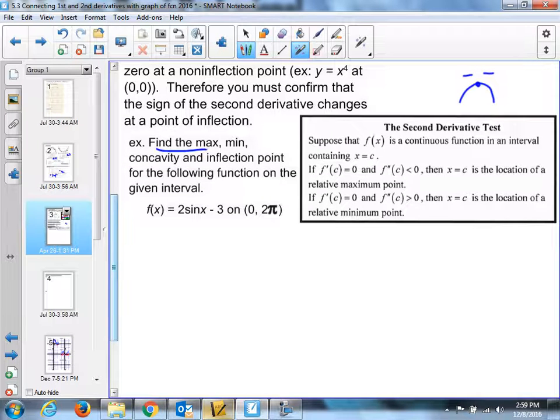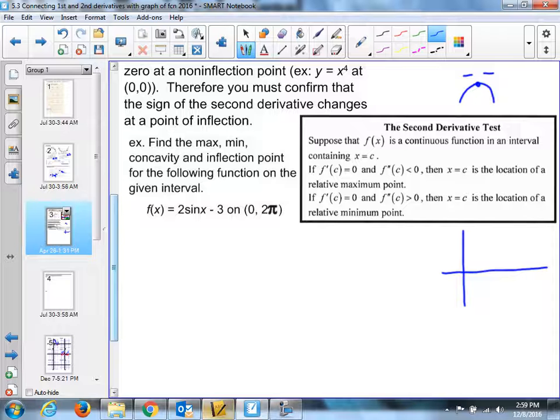Find the maximum, minimum, concavity, and inflection point for the following function. Oh, there's a minus 3 on it. 2 sine x subtract 3 on 0 to 2 pi. Now, I think you can hopefully picture this even in your head, because I like to start with functions where we kind of know the answer. 2 sine x, right? So that'd be like up and down 2 between 0 and 2 pi. But then the subtract 3, what does that do to this graph?